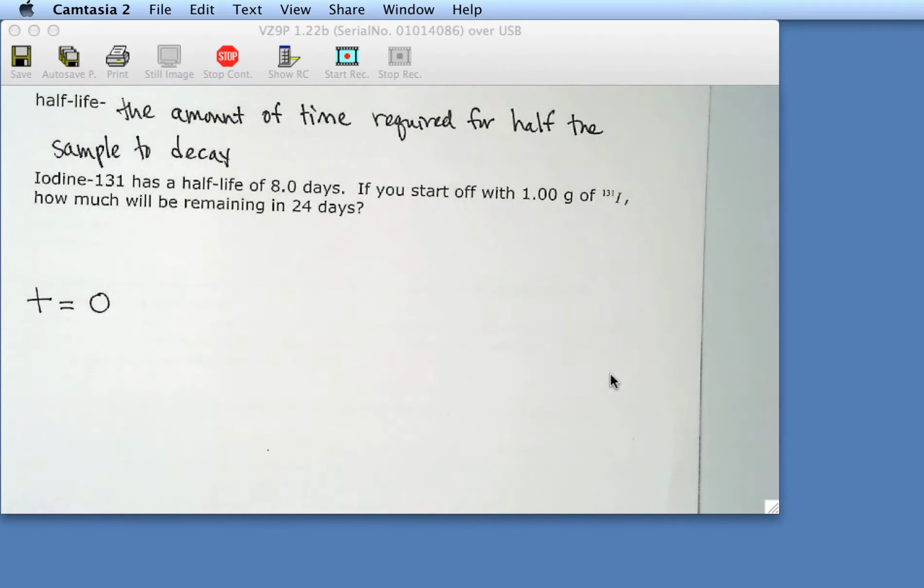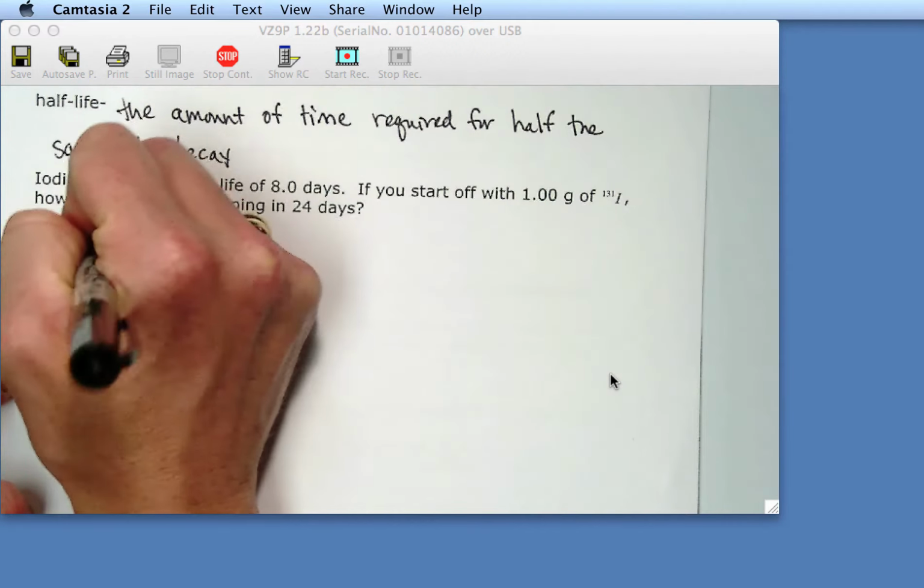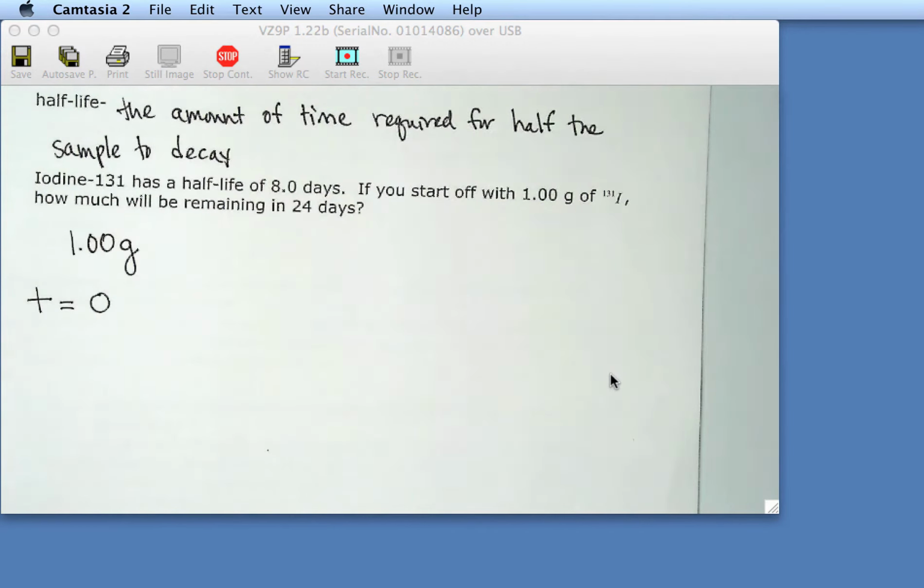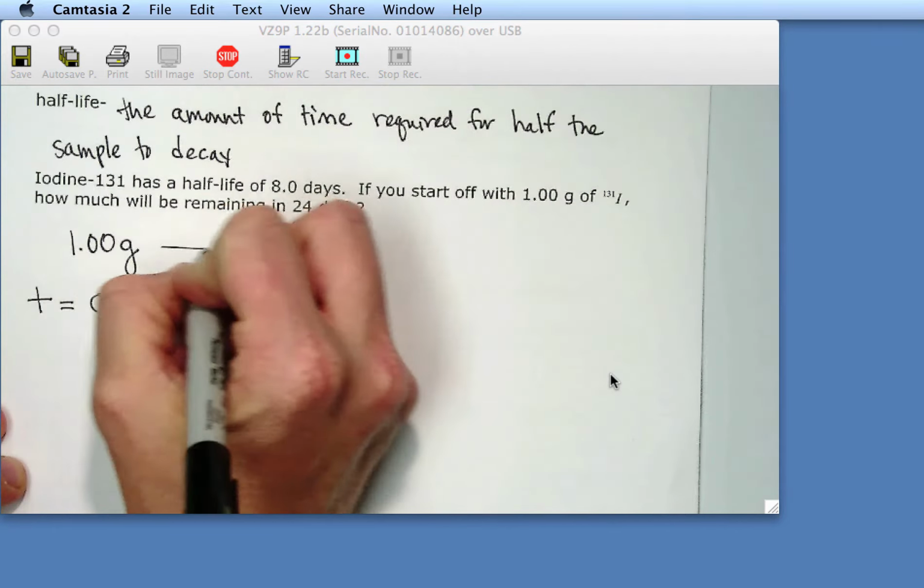So this is the point at which the question says you have 1 gram. If you start off with 1 gram of iodine 131, how much will be remaining in 24 days? Just like the example that we did with the pies, we're just going to half and half and half. There is an equation that you can very quickly answer, but I go through it this way with you so you can see.